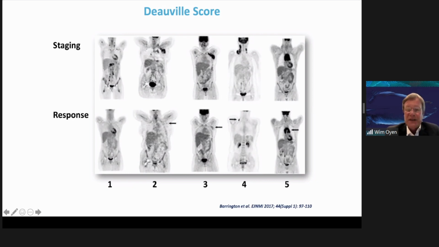supraclavicular region. This is a Deauville 4, and this is not a complete response. This is judged as a partial response. And it can get worse, that a patient with an intensely positive FDG-avid mass in the mediastinum has persisting uptake that is much higher than the liver. These are the patients where there is a partial response, but it's not sufficient in terms of predicting a favorable outcome.